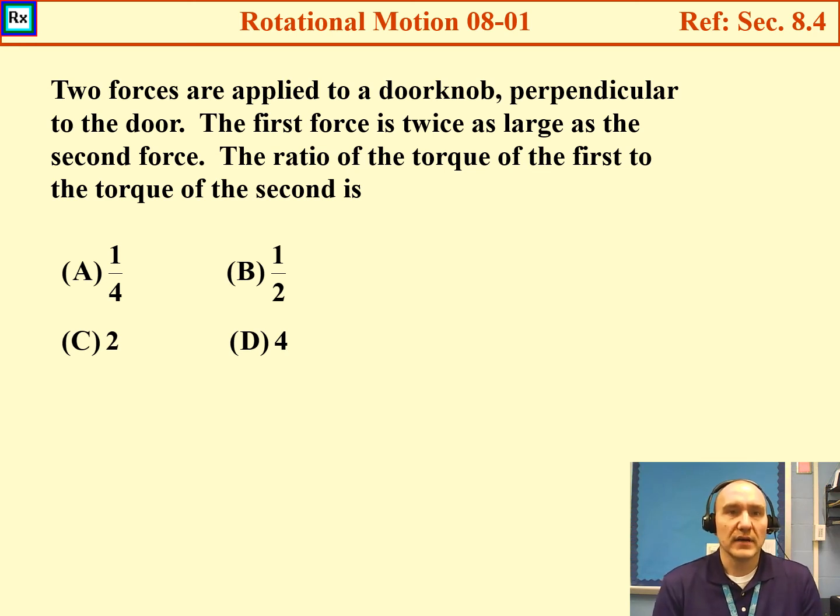All right, so what changes here? Well, both of them are being applied to the doorknob. That means that the distance doesn't change. Both of them are perpendicular. That doesn't change. It says the first force is twice as large as the second force. So the first to the second, twice as large of a force means twice as much torque. So it should be 2 to 1. So C is going to be the correct answer here.